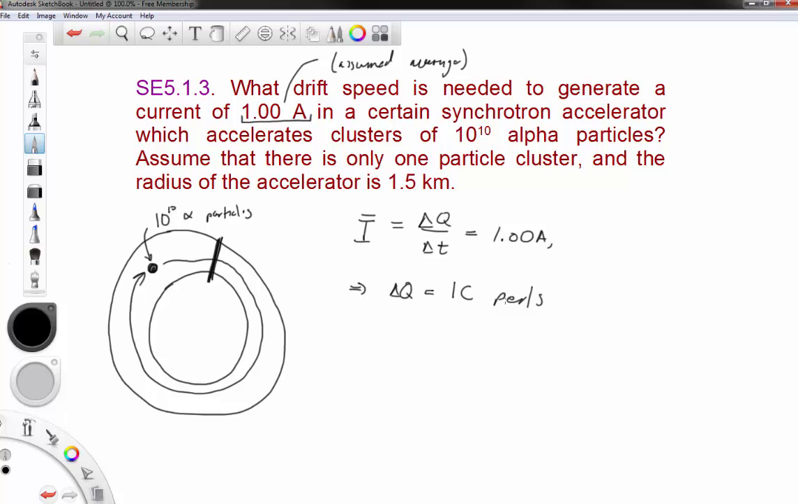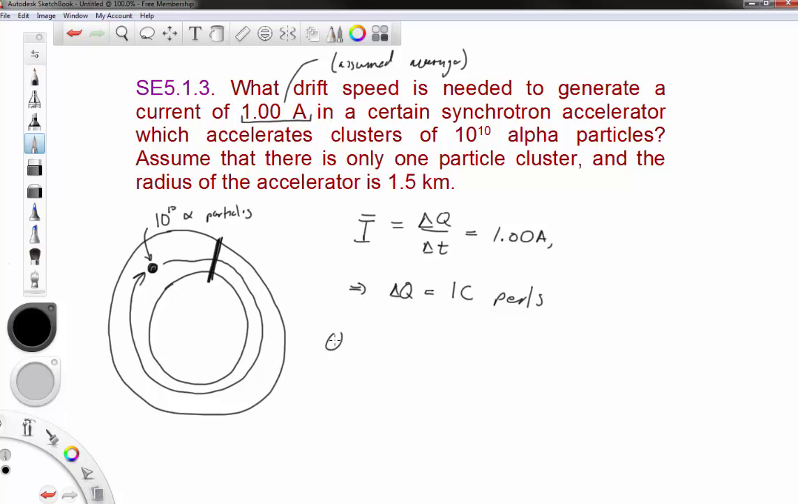So that basically means that this thing has to move rapidly enough around this synchrotron such that 1 coulomb's worth of charge passes through this point, or really this cross section. It's represented as a line here. It may actually be a circle if you looked at it face on, every second. So how much charge is in this cluster?